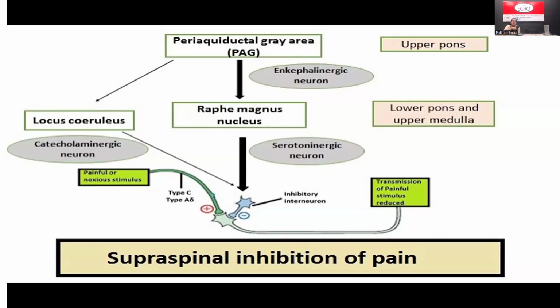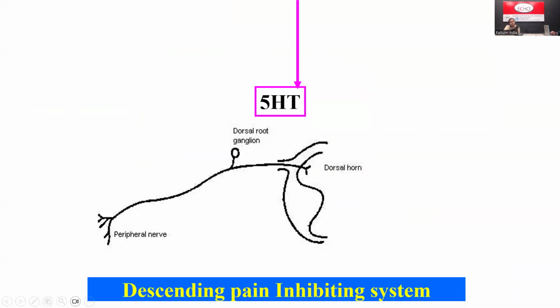So, what does this inhibitory interneuron do? That will reduce the transmission of impulse from the presynaptic to postsynaptic region. Okay, so there is inhibition of this pain. Okay, the pain pathway will be affected. Transmission of pain stimulus is reduced at the dorsal horn of the spinal cord through the inhibitory interneuron. Okay, next.